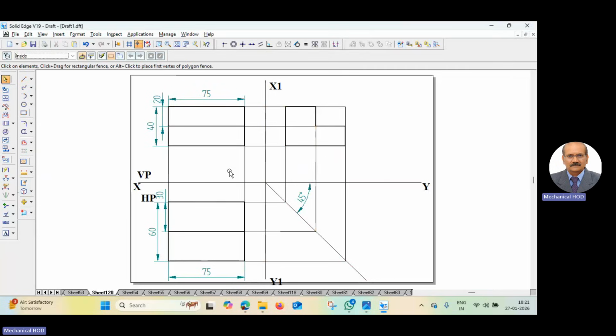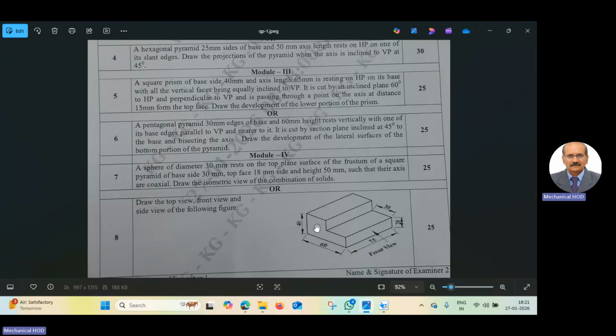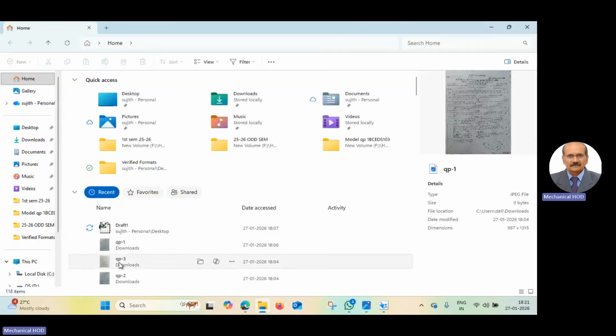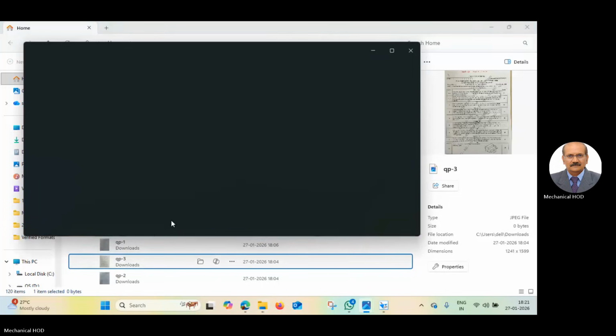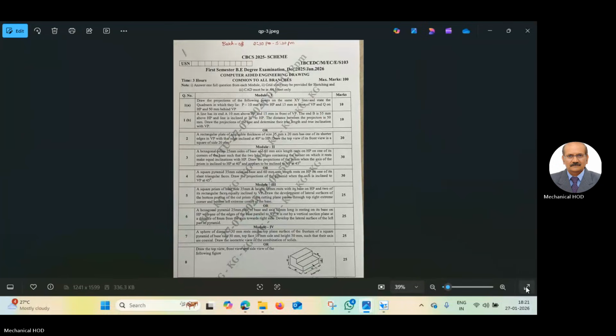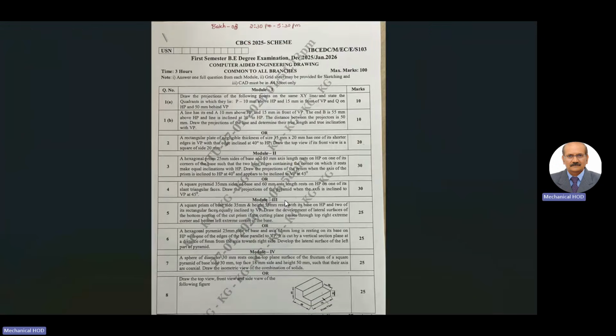This question was asked today in two batches, the first batch as well as the third batch. This is the first batch question paper. I'll open another question paper now. You can see question paper 3, this one. This is the third question paper. Today's batch 3, 2:30 p.m. to 5:30 p.m., this question paper was given.